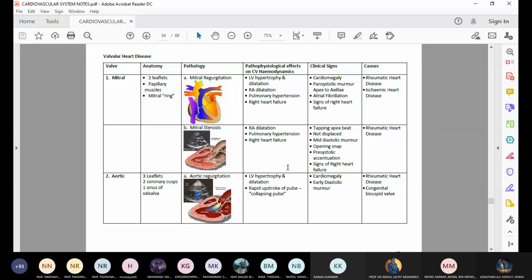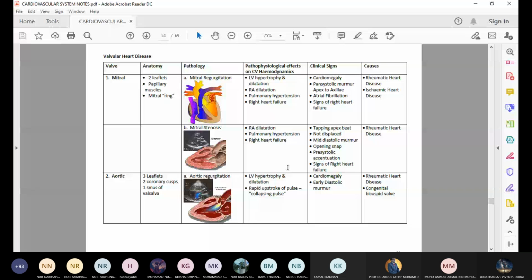So, for every valve that is damaged, there are consequences to the chambers of the heart. Okay, so let's go to the table where you can see each and every valve disease. Okay, first you open up the table that shows mitral regurgitation. Okay, so this is the first table that will describe valvular heart disease, and you can learn everything from this table.